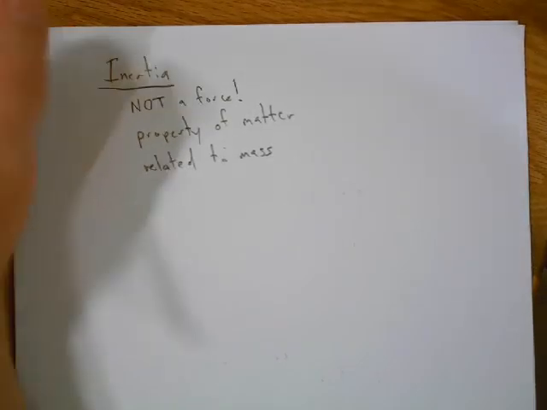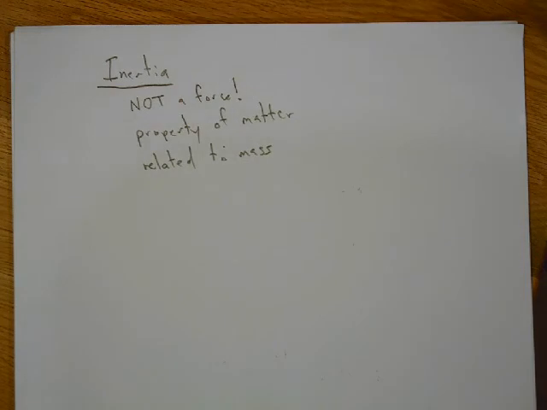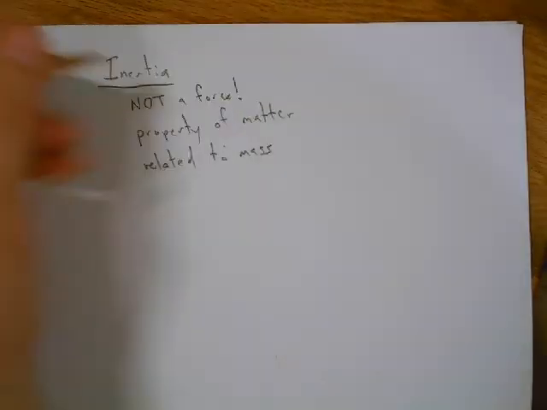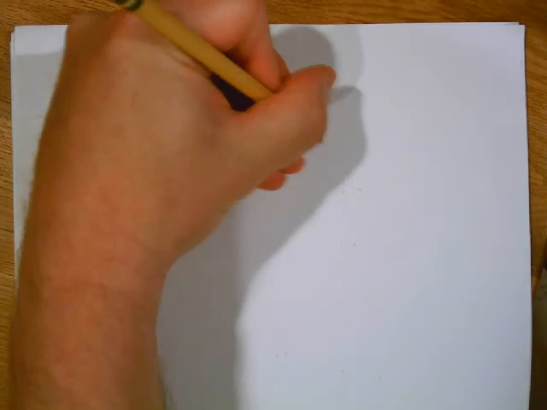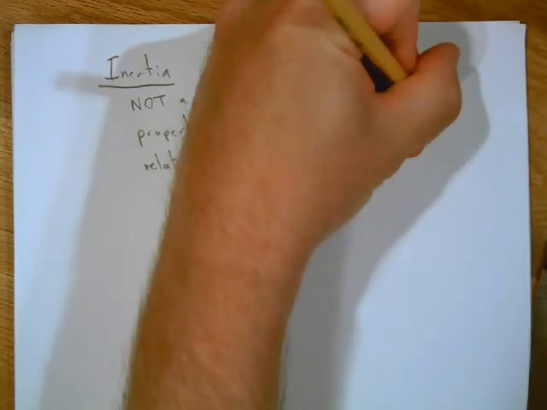Okay, and you guys saw this. It should have been easier to keep the cup that was more massive at rest. Why? Because that cup had more inertia. So related to mass: more mass, more inertia.